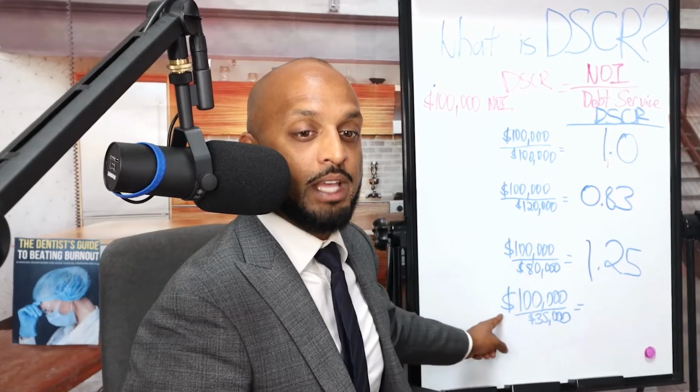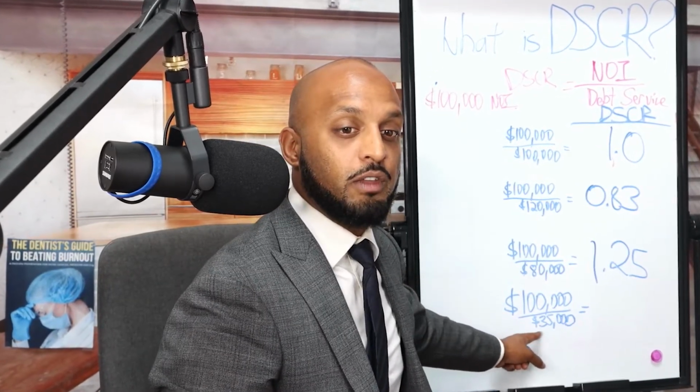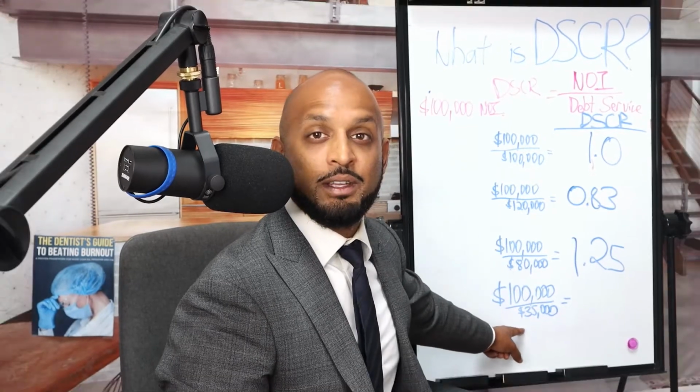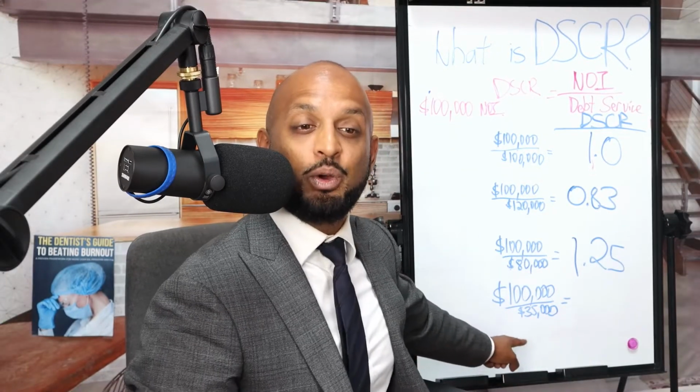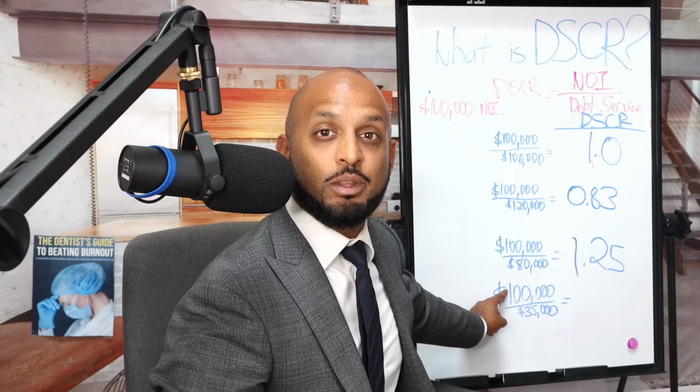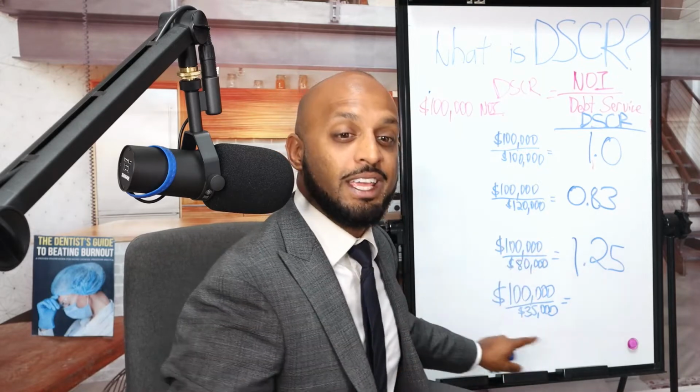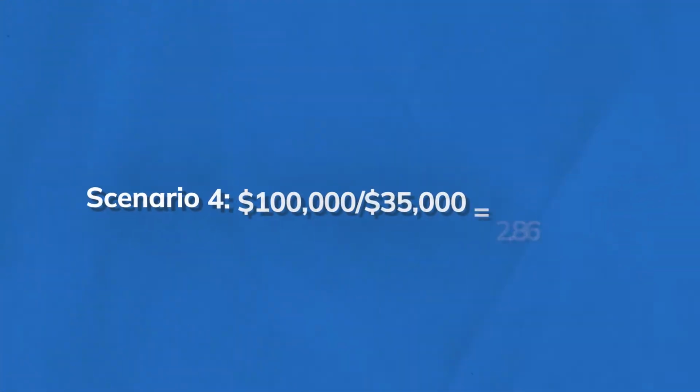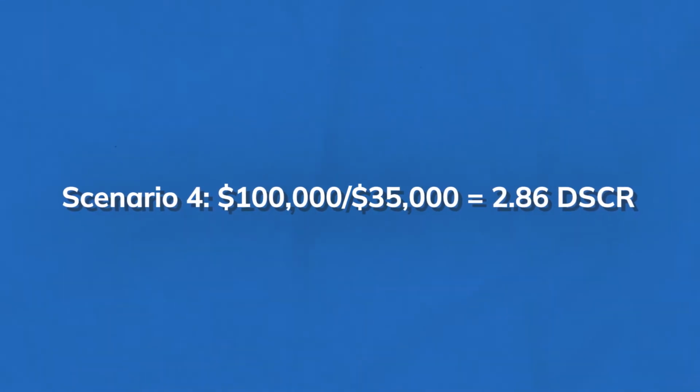Let's look at another example. Say that it only costs us $35,000 to finance this property. In this scenario, now we're still making $100,000 off the property, but the cost of our debt is only $35,000. In this scenario, the ratio is 2.86.